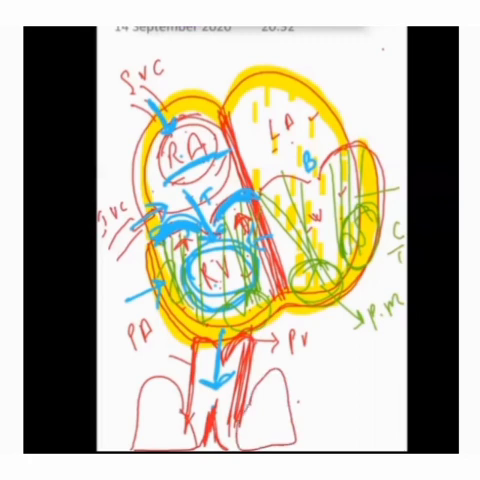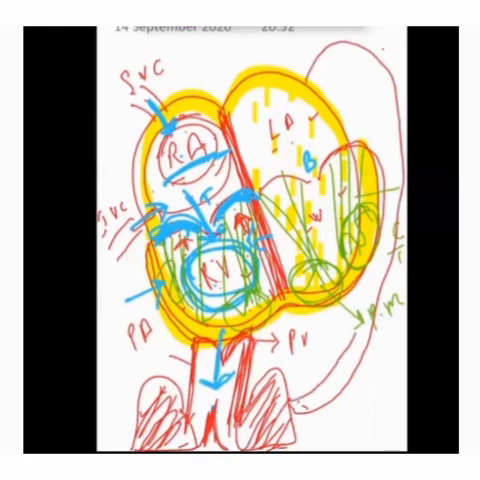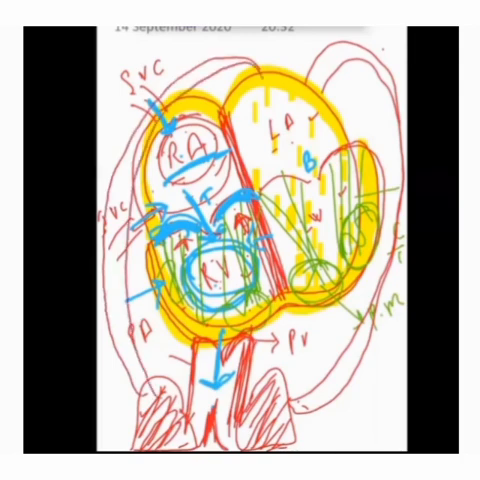I'm just drawing the lung like this, one moving to each lung. The purification, oxygenation, and exchange of gases will take place in the lungs, and from the lungs the oxygenated blood will be brought to the left atrium. Two veins from each lung, I'm drawing like this. These are known as the pulmonary veins. This is the only vein, an exception, which carries oxygenated blood. All other veins carry deoxygenated blood.